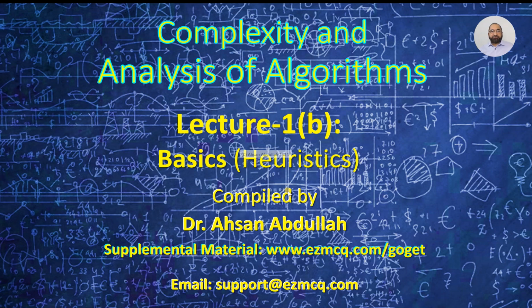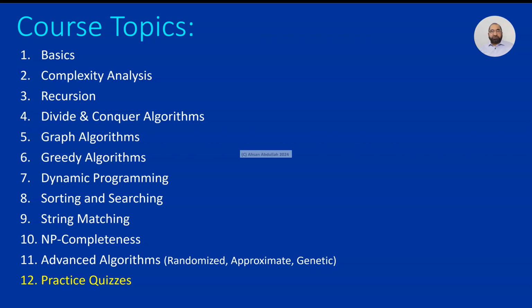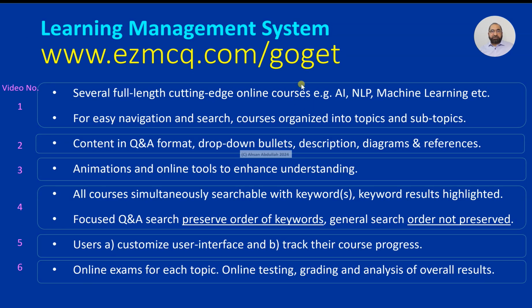So, that's the purpose. This course consists of a supplemental website, which will be used for teaching, and there's a lot of useful content there and searchable. The address is www.easymcq.com/goget. So this is the course content in front of you. As you can see, there are 11 topics, and we are at the first topic, which is the basics. And the supplemental website, which I mentioned, is the learning management system. It consists of many useful tools and features which will help you get the most out of this course. And these are the 6 videos which will teach you how to use these features.